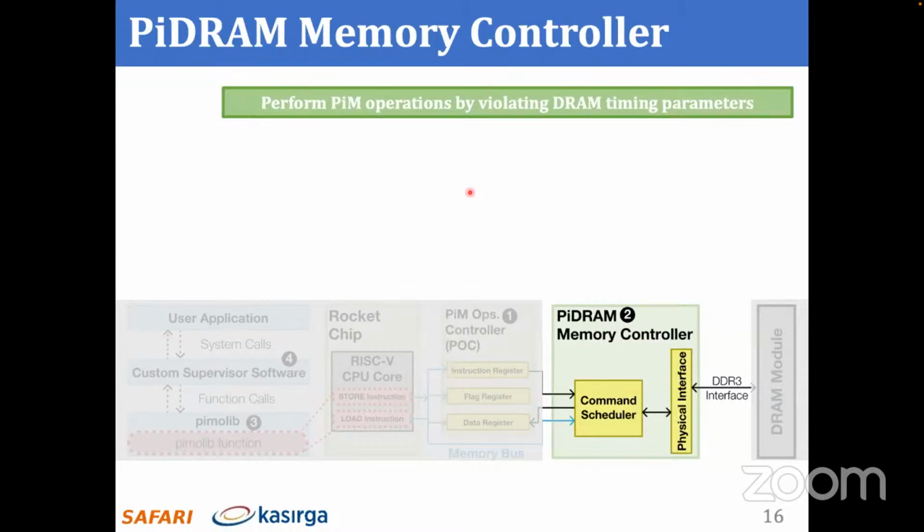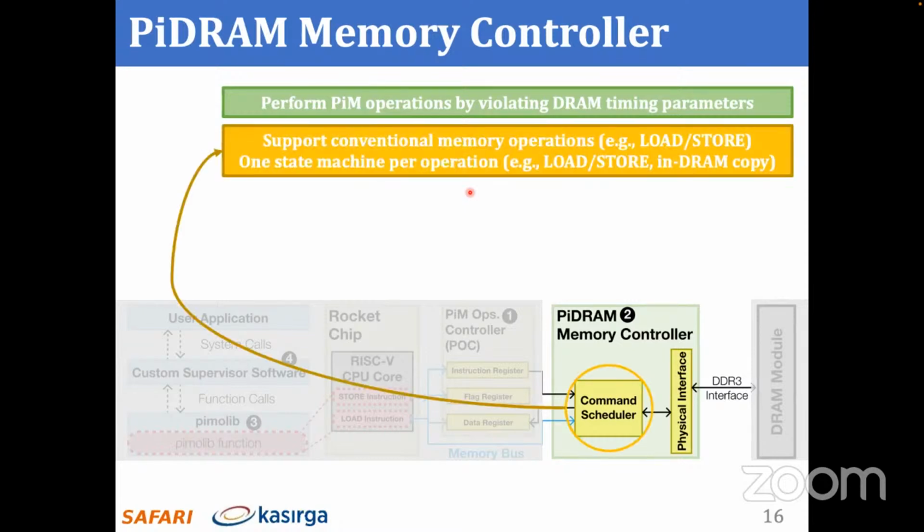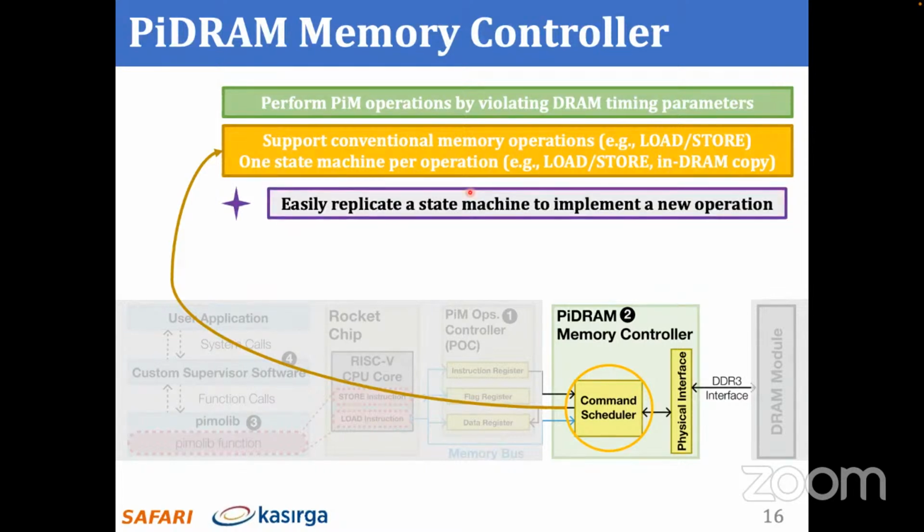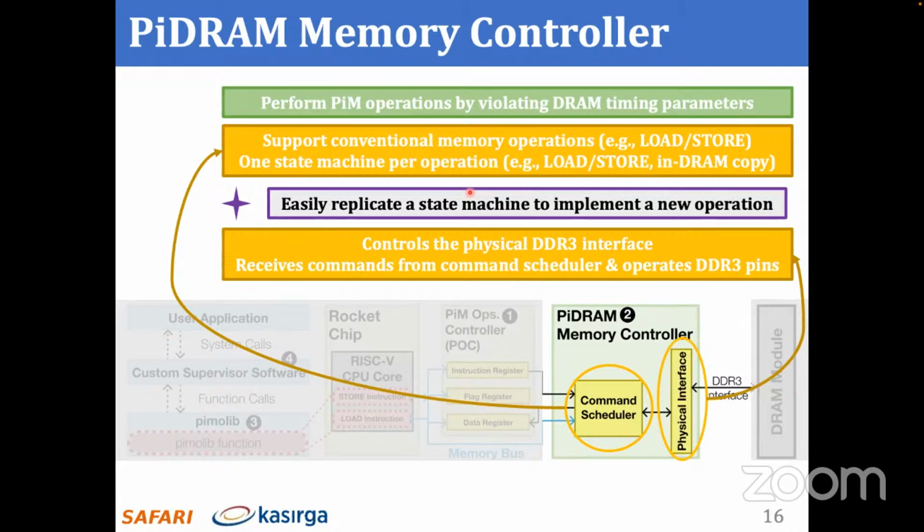The second component is called the PiDRAM memory controller. It performs processing in memory operations primarily by violating DRAM timing parameters. The command scheduler in the memory controller supports conventional memory operations like loads and stores. And it implements one state machine to perform each of these operations, including the processing in memory operations. This allows users to easily replicate these state machines to support a new operation in their PiDRAM prototype. And the physical interface in the memory controller controls the physical DDR3 interface, meaning that it receives commands from the command scheduler and operates the physical DDR3 pins, essentially.